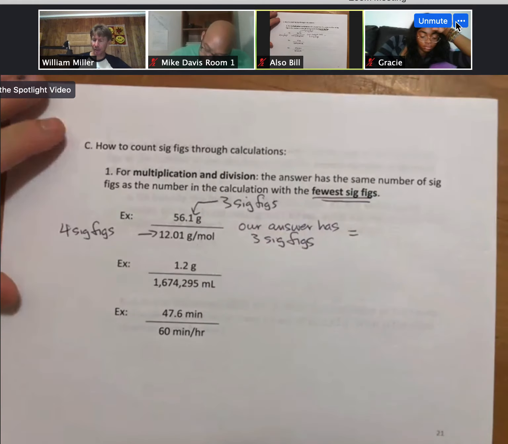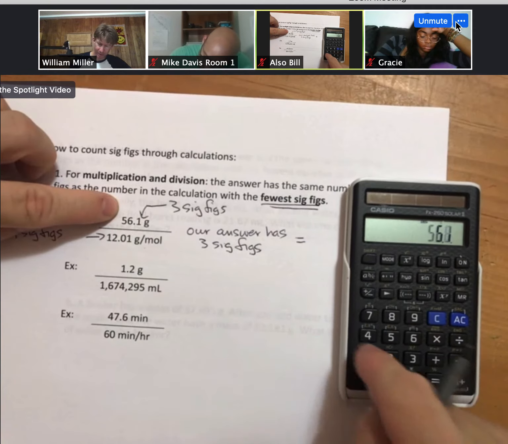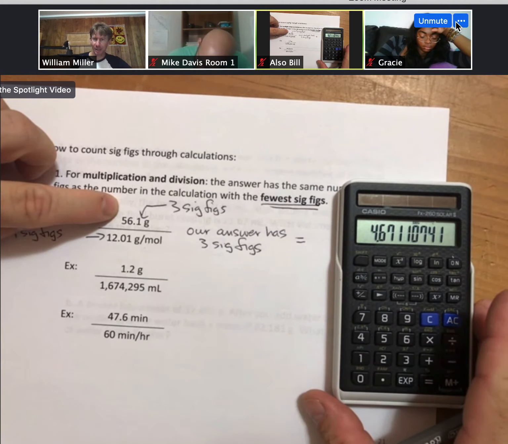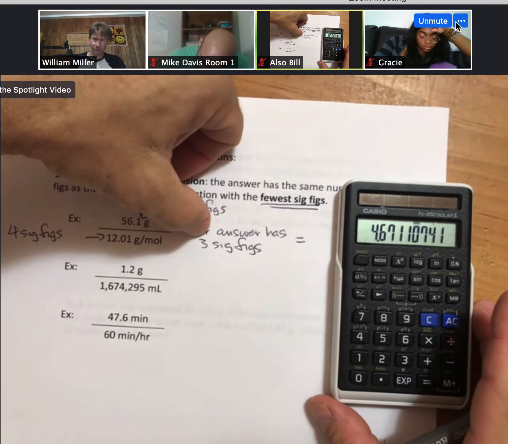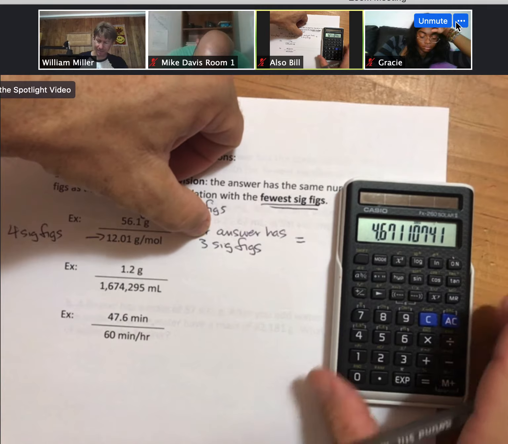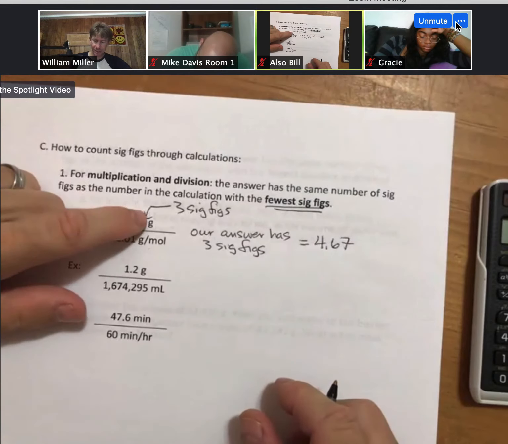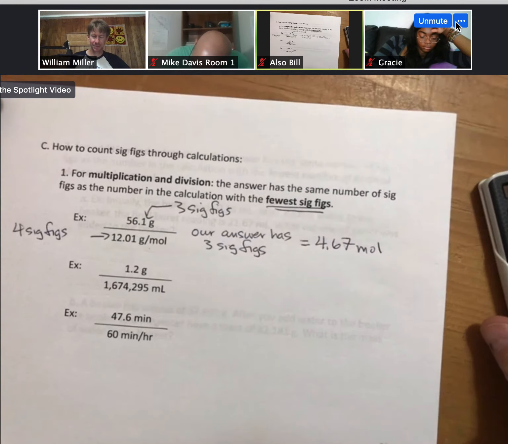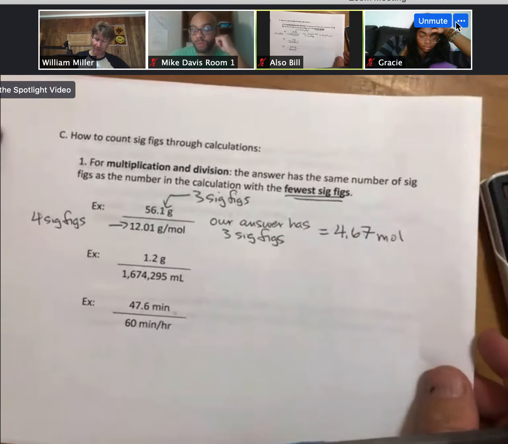So when we do the math, which is 56.1 divided by 12.01, we get a number that has so many digits. But we are only going to record the first 3 of those, 4.67. And with units canceling here, the answer should also have units of moles. We're not so worried about the units right now. Let's see, I've got 2 pages left, and then will be time for another break.